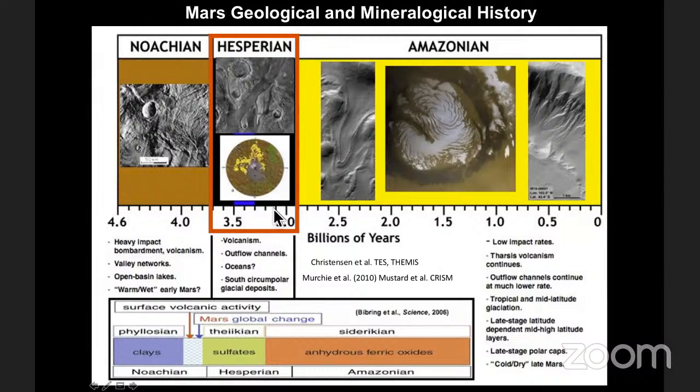So what about this middle period here, the Hesperian? This is really interesting because at this point, as I said before, 30% of the surface of the planet was resurfaced with volcanic deposits, both explosive but primarily effusive deposits. And then also there were these outflow channels that occurred. So this is kind of a transition between here and maybe a warm and wet period here. This is also where a significant number of sulfates were deposited. So what's going on there, okay?